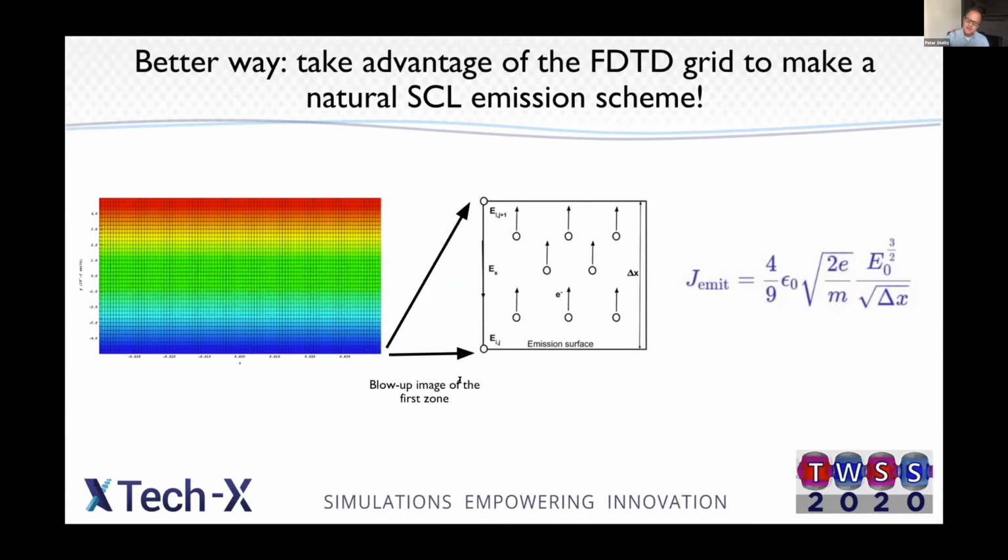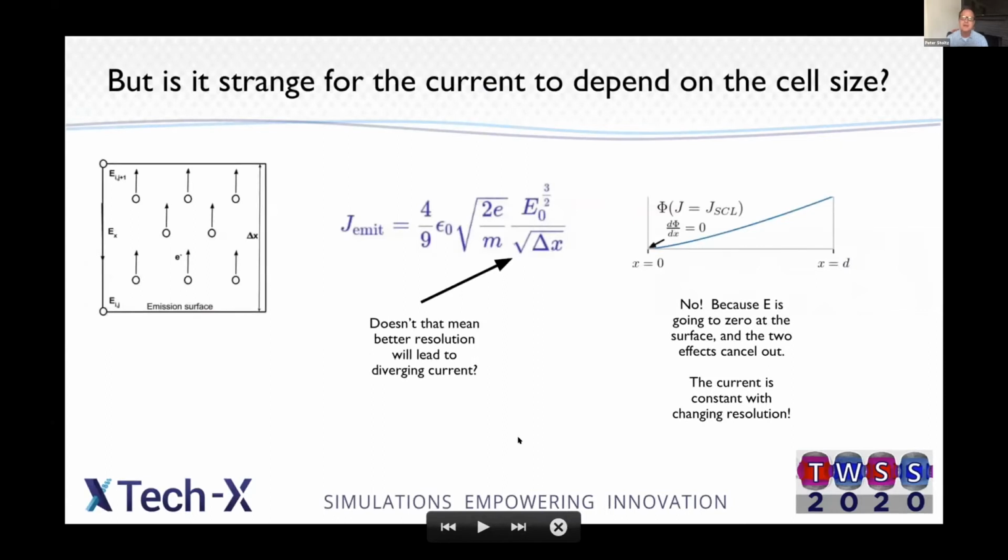Now, if you're paying close attention there, there's something that looks a little strange. And the thing that looks a little strange is that this current that I'm trying to emit actually depends on our grid size. That seems a tiny bit weird, right? Because that means if you add better resolution and your cell size gets smaller, the current's going to go up, and in fact, it's going to diverge. Doesn't seem great.